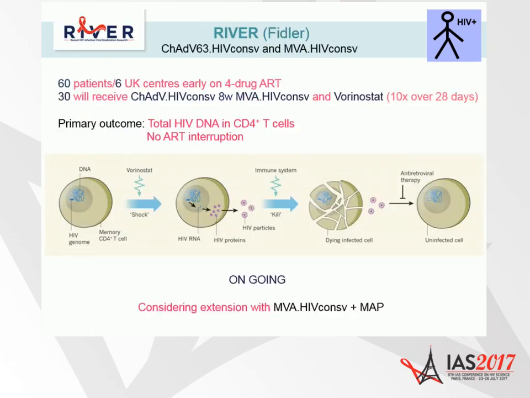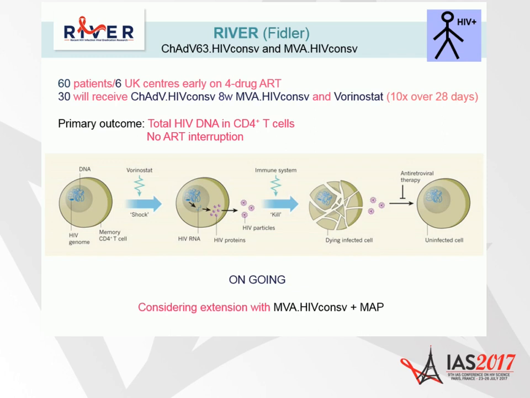We are also testing these vaccines in London. So this was in Barcelona. We're testing these vaccines also in London, where 60 patients will be put early on antiretroviral treatment, and half of them will receive chimp Ad prime, an MVA boost, and vorinostat.